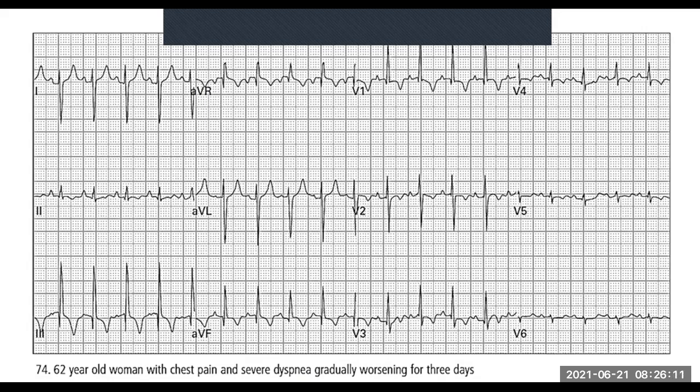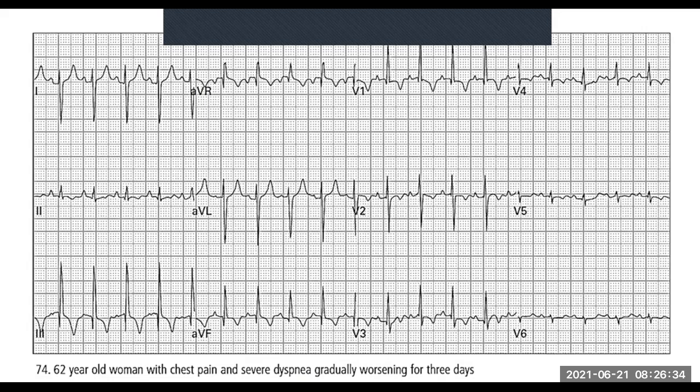So here we go. And it is a scary looking ECG when you first look at it. But when you start, we have a look first of all at the history. So we've got a 62-year-old woman, chest pain, severe dyspnea, right? Gradually worsening for 3 days. So initially you have to start thinking about your differentials. And your differentials would be ischemia, and then everything that comes along with chest pain.